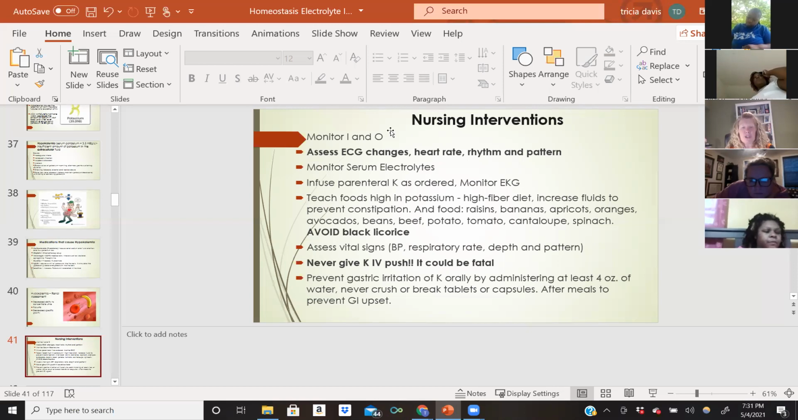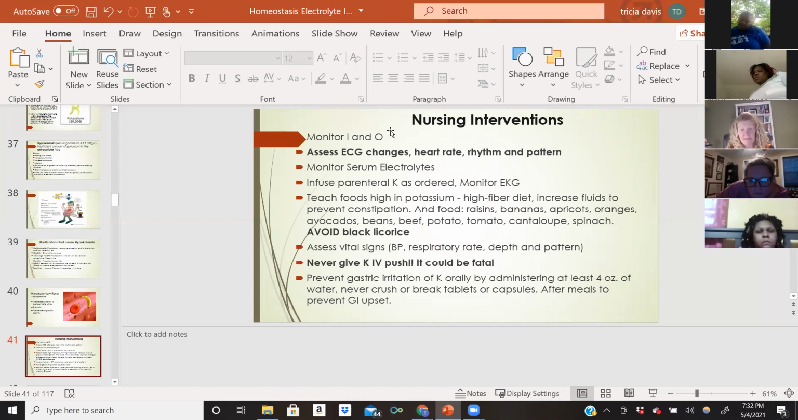We're going to want to make sure that we assess those vital signs, right? Blood pressure, respiratory rate. We said that some patients will present with shallow respirations. So we're going to watch the depth and their pattern. We never, ever, ever give potassium as IV push. It can be fatal to your patient.